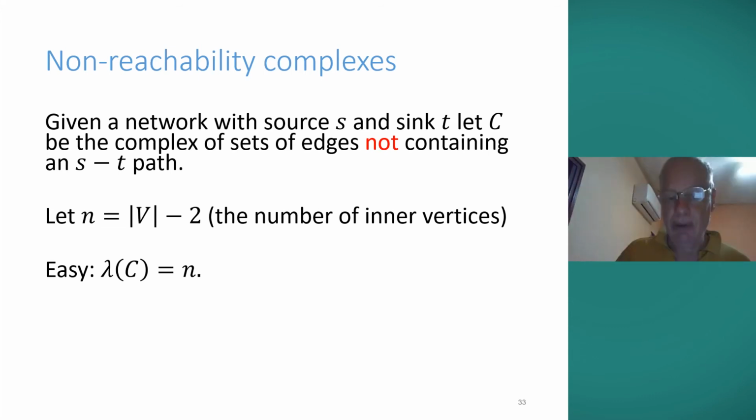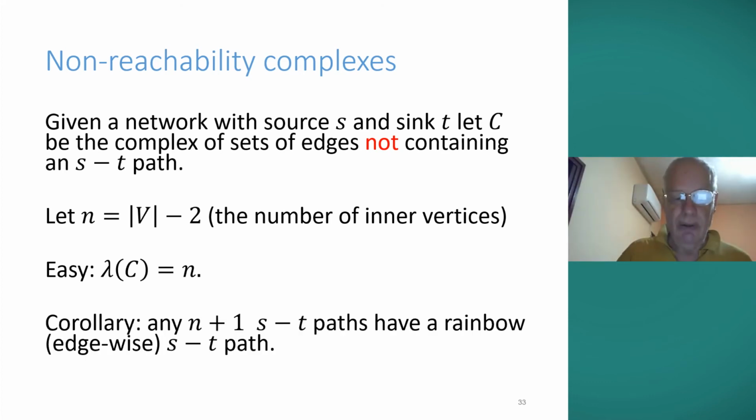Let's just practice. If you have one more, namely n plus 1, sets not belonging to the complex. What does it mean, not belonging to the complex? It means they contain a path from S to T, so there is a rainbow set not in the complex, namely containing a path from S to T. That's the lemma that we had before. If you remember, if you have n inner vertices, then n plus 1 paths from S to T have a rainbow path from S to T. We even proved it. That's a simple proof with the maximal rainbow tree. Okay, so that's the corollary that we said before, and that's fine.